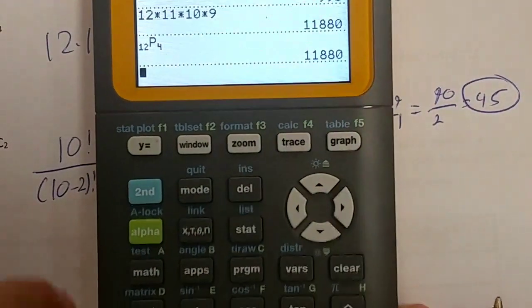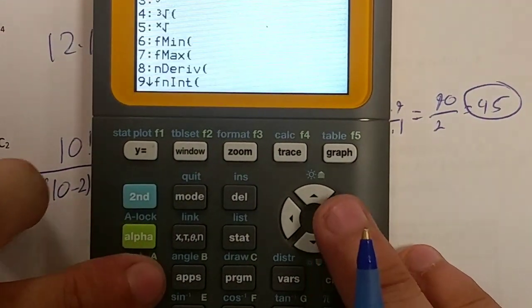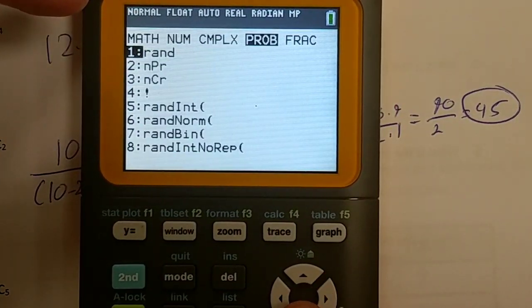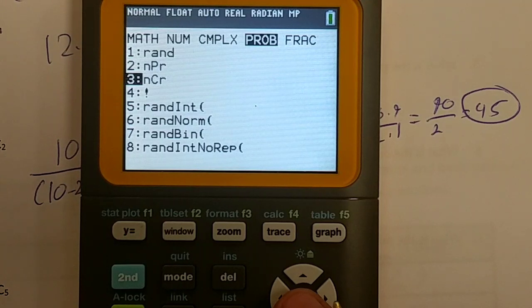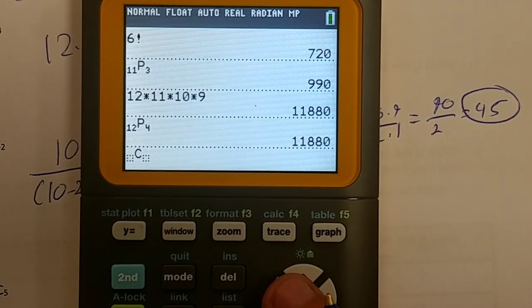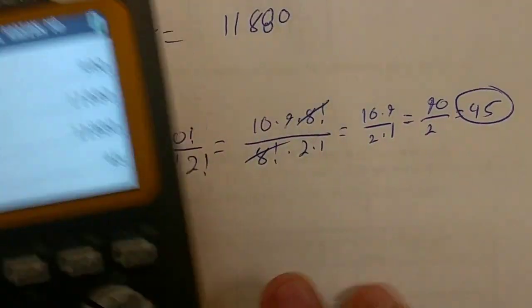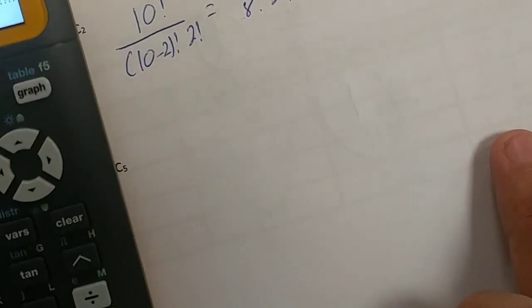Let's check, though, with the calculator. Click Math. You're going right again to PROB, probability. Makes sense because this is the probability section. Hey, nCr, that should look familiar. Now you got to plug in 10. And I think the other one's 2. Hey, 45. Look at that, 45.